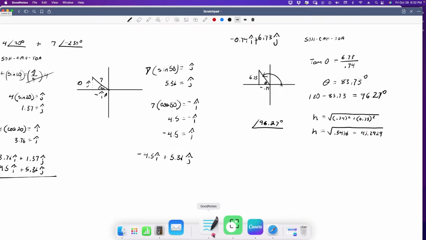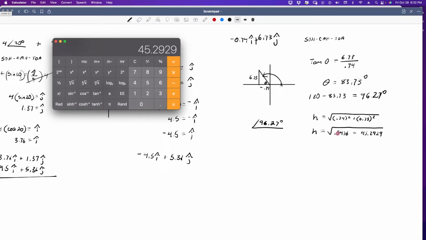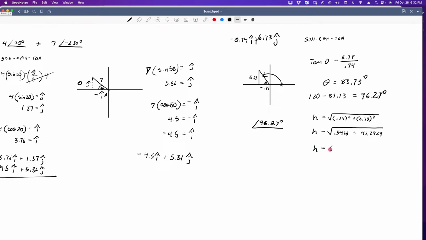I'm going to add this to that. So plus 0.5476 equals, and now I need to find the square root of that. So that is going to be the square root of that. It comes to 6.77. So h is equal to 6.77, and that's what we'd write right here, 6.77. Now, we just had to find the resultant for this one, right?